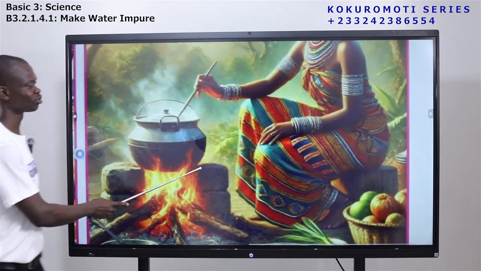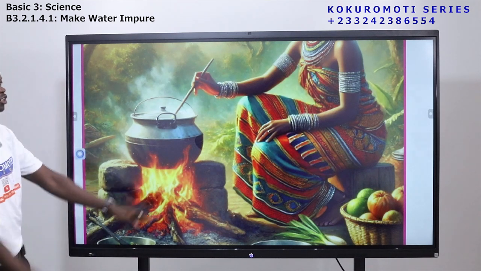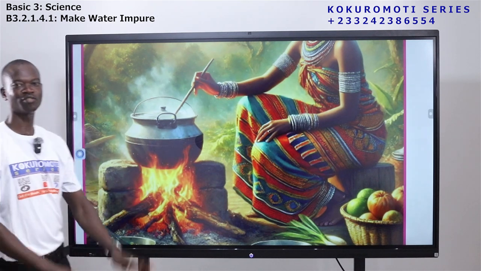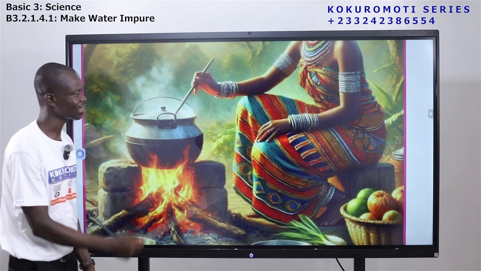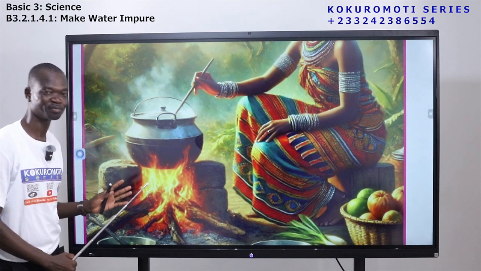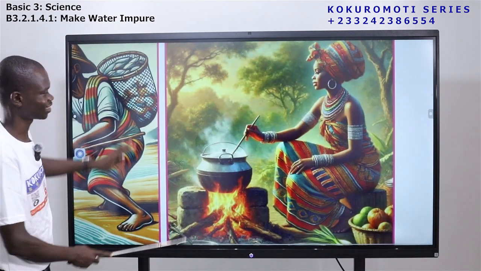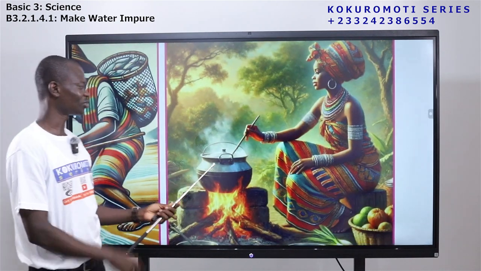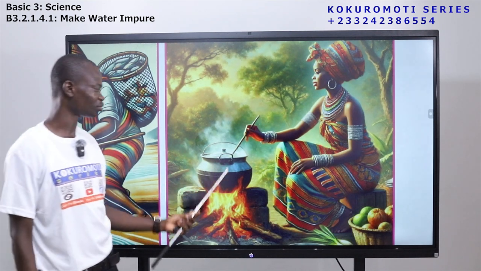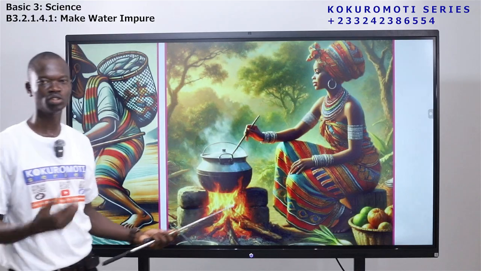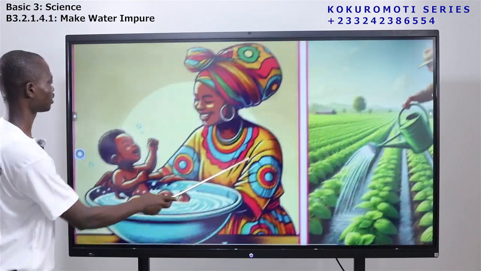After school, the only thing you think about is this. You'll be worrying your mother, whether food is ready or not. So you see mother preparing food for you. Very beautiful mother. So you can't prepare food without water. So she's using water to prepare food. So we use water to prepare food. Okay. The next one is here.